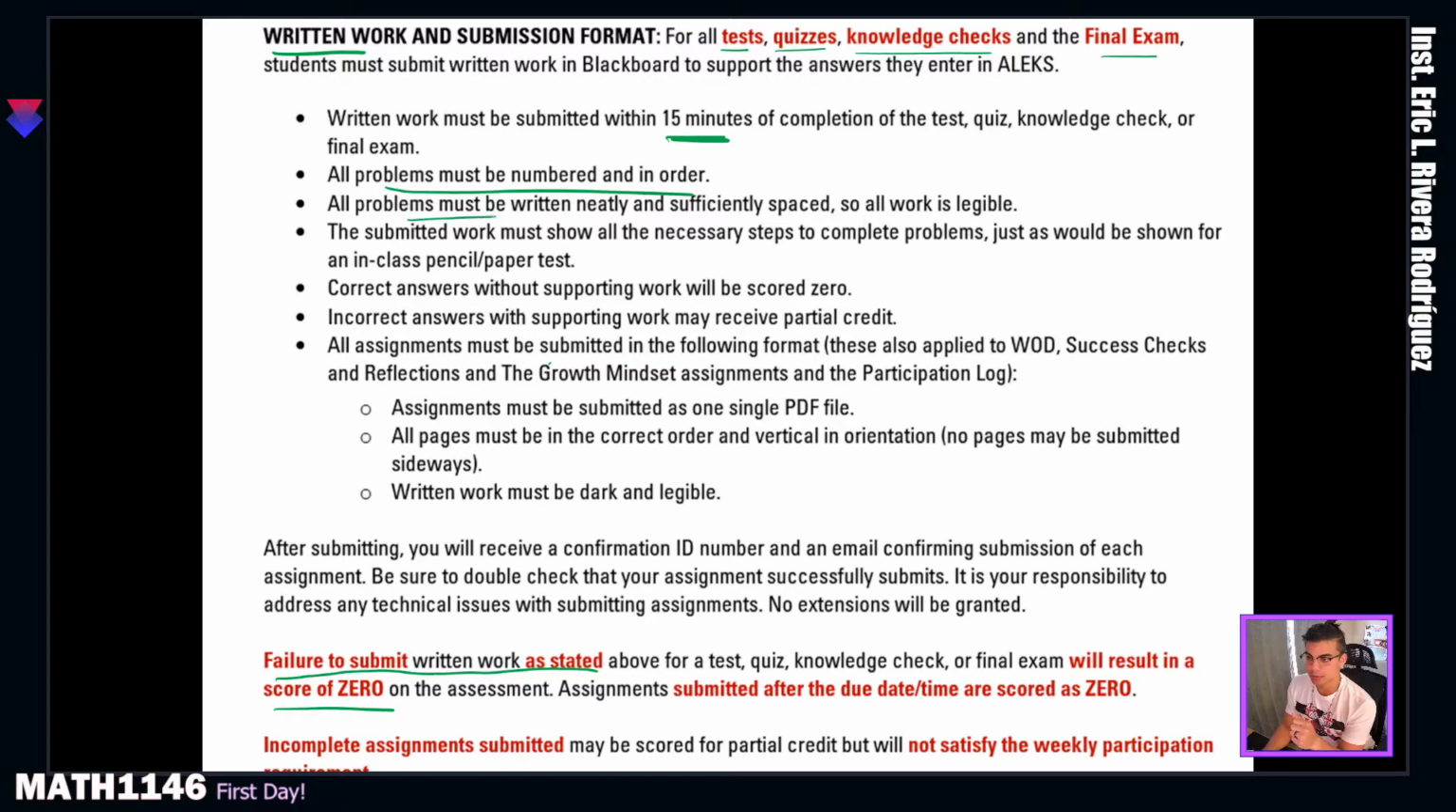The problems must be written neatly and sufficiently spaced. That is because I'm going to grade your work, and I need a space to put feedback. I should be able to read through your work. Okay, it should be legible. Submit work.